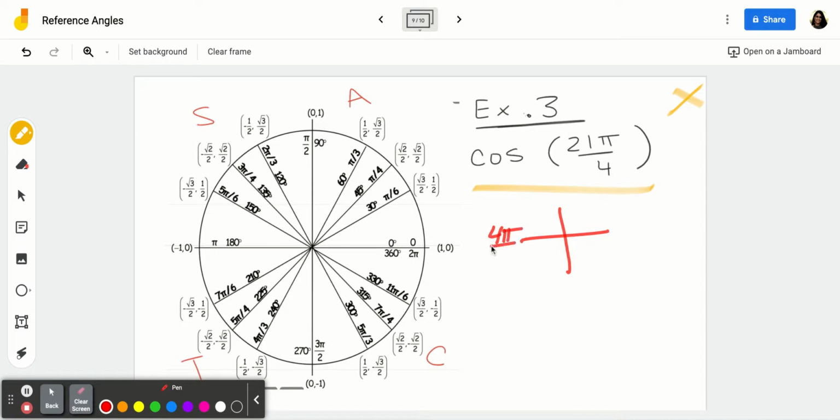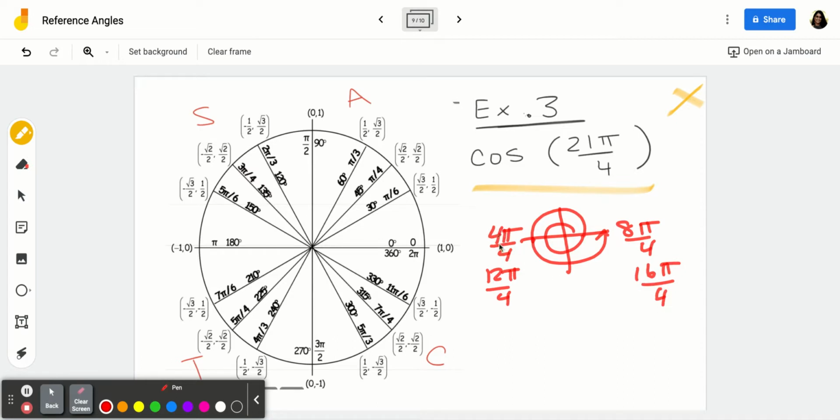4 over 4 reduces to 1. 8 over 4 reduces to 2. So I've gone 1 circle so far. I'm not at 21. I'm going to add 4 more. 8 plus 4 would be 12 pi over 4. Still not good enough. 12 plus another 4 puts me at 16 pi over 4.